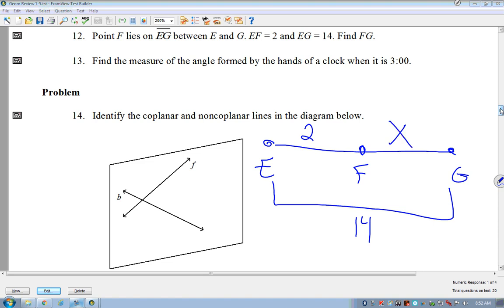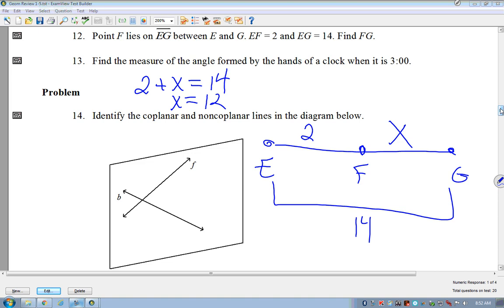Can anybody tell me what equation we might write to solve this? We could still use the segment addition postulate. It's just going to change because we actually know what the solution is. 2 plus X equals 14. Subtract 2. What does X equal? 12. Plug it back in and check. 2 plus 12, is that 14? Yes, it is.